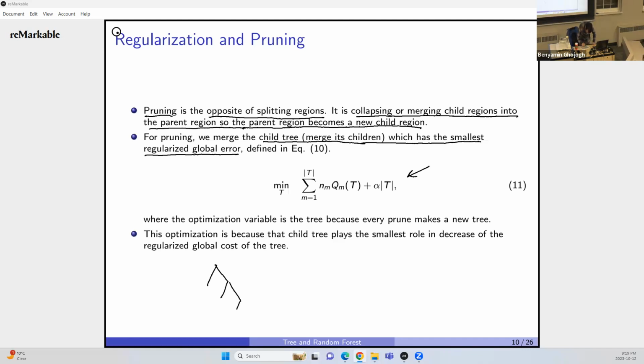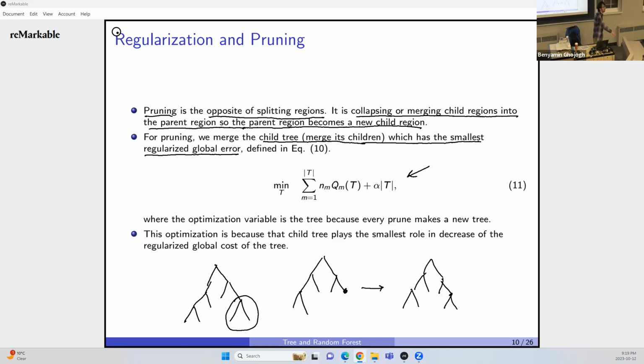This is my tree. Do you agree if I merge these two to become one parent, this increases the training error? Why? Because previously it was like this, right? Then I split this region into two children, right? When I do this, I decrease the training error. So the opposite should increase the training error. Pruning increases the training error.